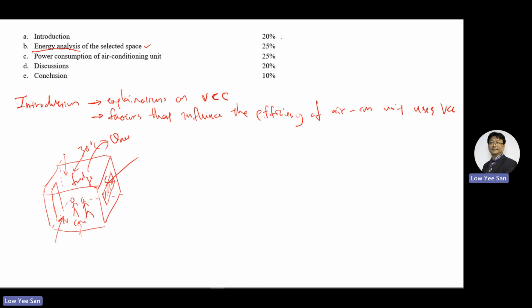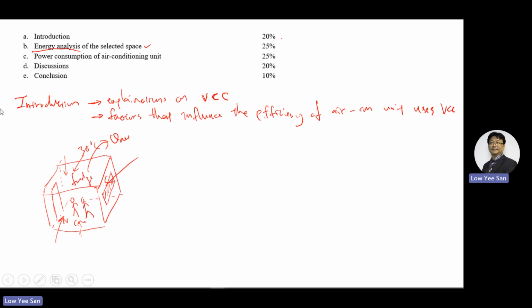Now, if you don't mention it, your energy analysis is not complete. So make sure you mention somewhere. If you don't want to consider the heat transfer from any direction or any medium, you just have to mention it. And then with proper assumption, you don't need to do it. No need to do means no need to calculate lah.